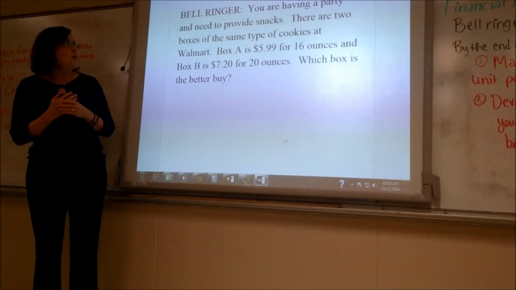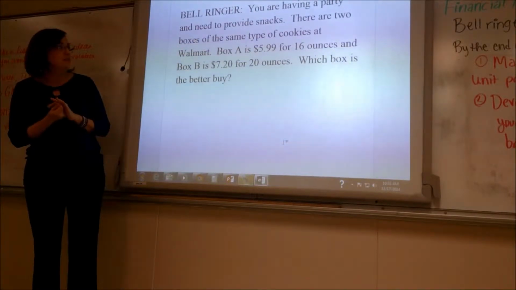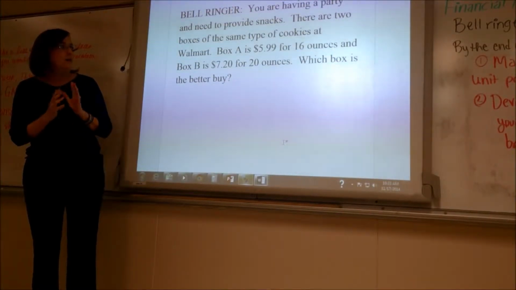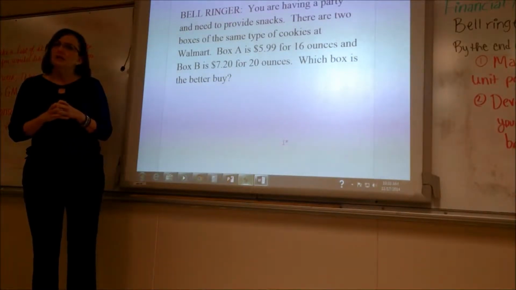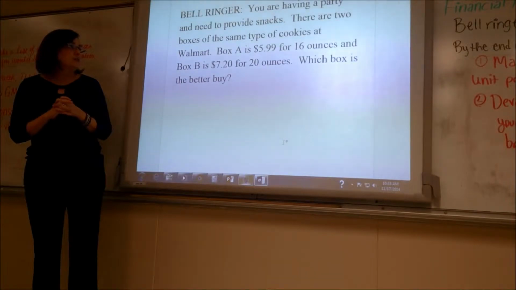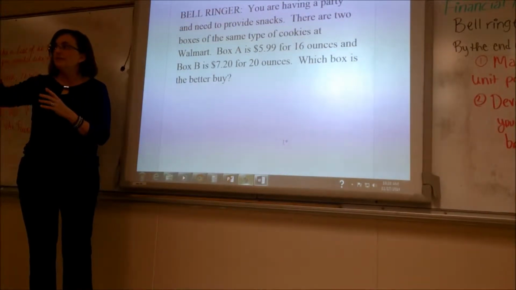So you're having a party and you need to provide snacks. There are 2 boxes of the same type of cookies at Walmart. Box A is $5.99 for 16 ounces. And box B is $7.20 for 20 ounces. Which box is the better buy? Raise your hand, please. Anthony.